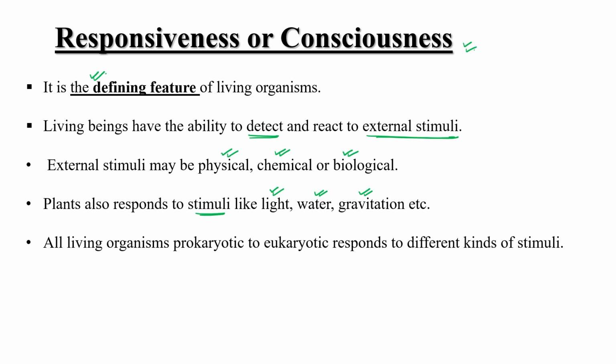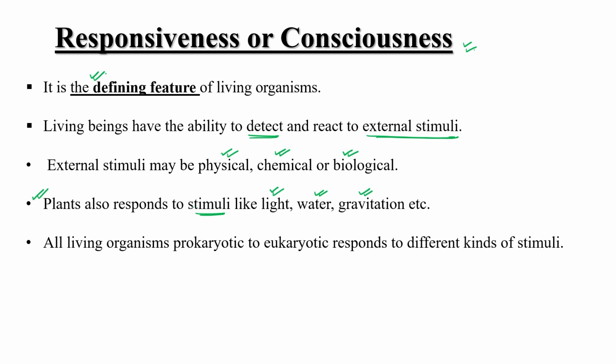Venus flytrap is a plant known as an insectivorous plant. They are very conscious; they know that an insect has come inside, and they immediately capture it. How? Because they have the ability to detect external stimuli. They grow in an environment where nitrogen and phosphorus are not present, so to fulfill that requirement, they engulf the insect. They are plants, but they respond to stimuli.